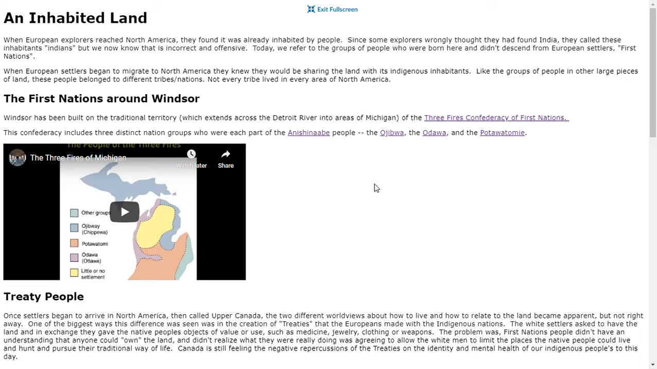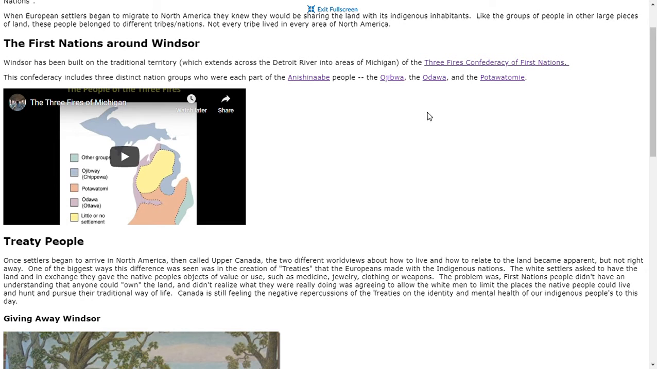settlers, First Nations. When European settlers began to migrate to North America, they knew they would be sharing the land with its indigenous inhabitants. Like the groups of people in other large pieces of land, these people belonged to different tribes or nations. Not every tribe lived in every area of North America.